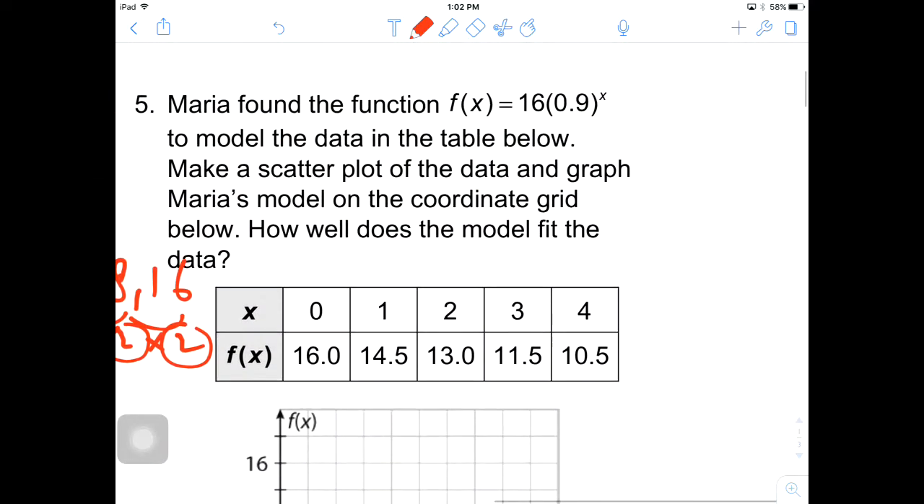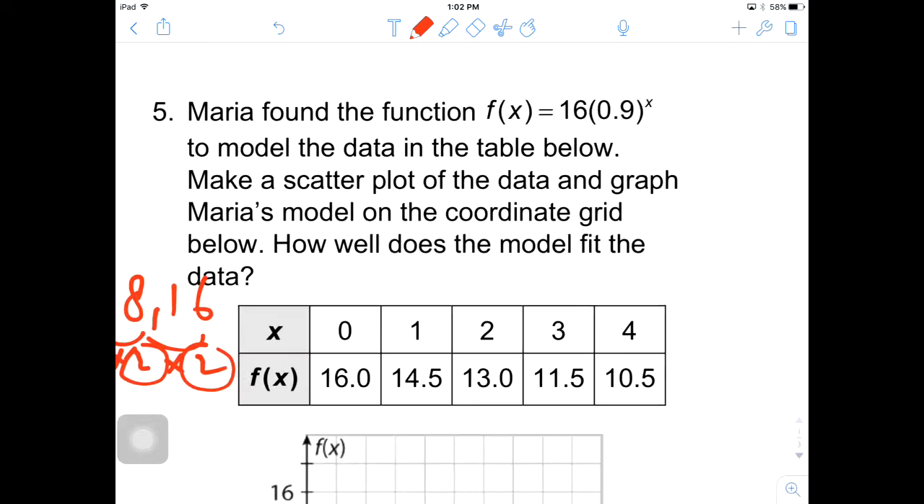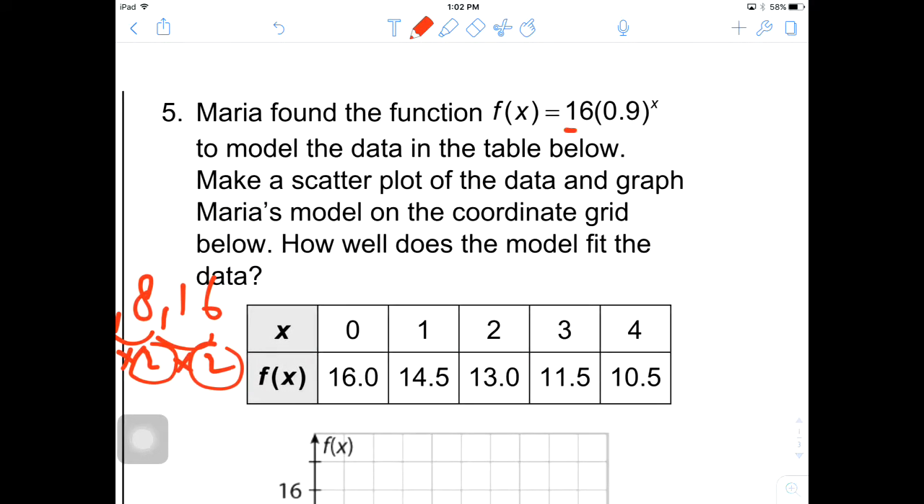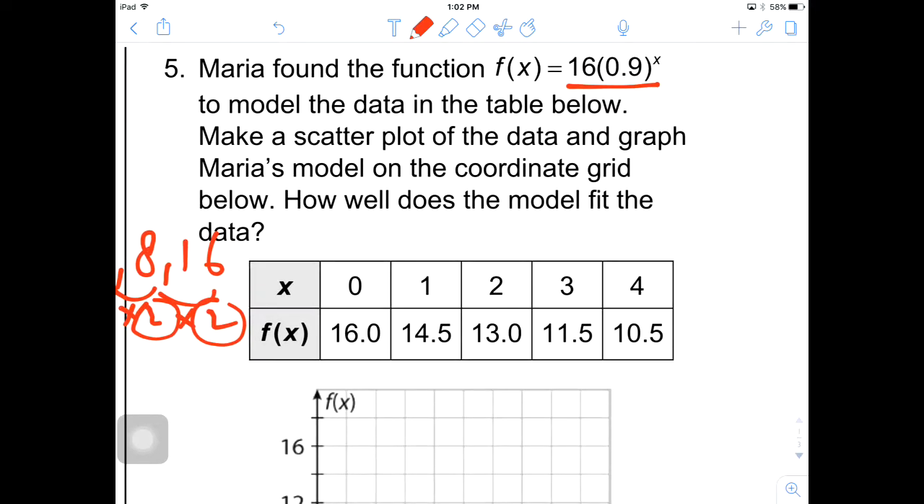Let's move on to number 5. Maria found the function f of x equals 1.0616 times 0.9 to the x to model the data in this table. Make a scatter plot of the data and graph Maria's model on the coordinate grid below. How well does the model fit the data?